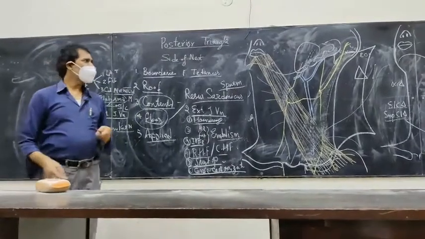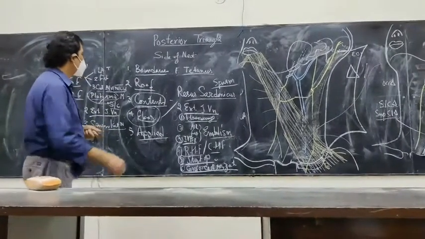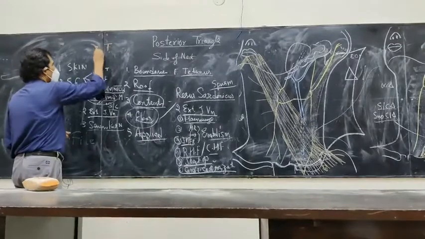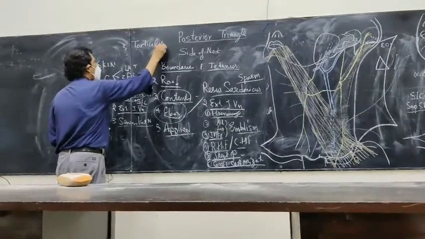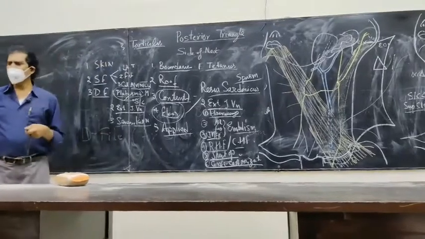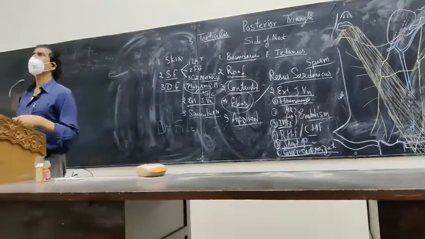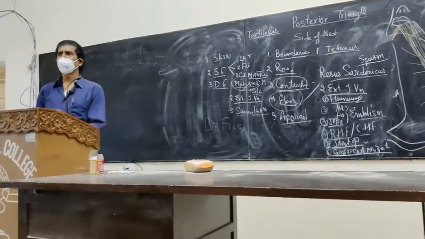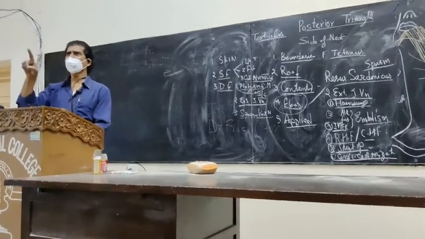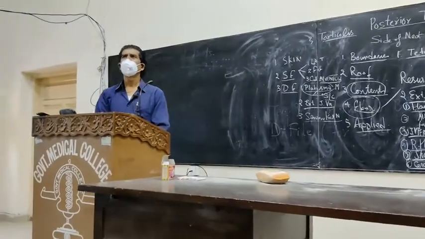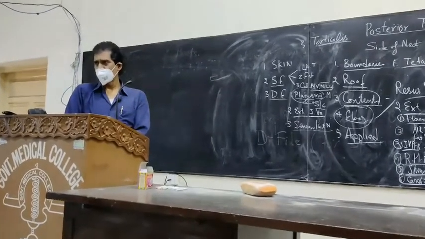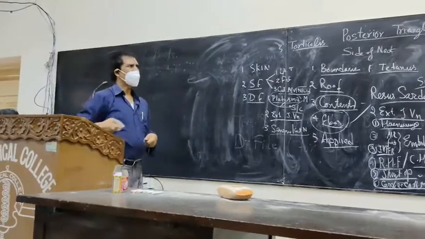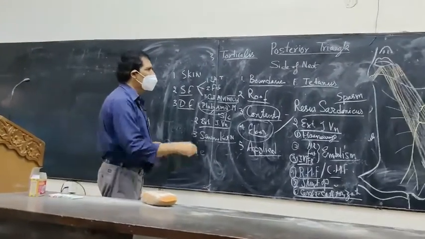Another applied aspect related to the posterior triangle is torticollis. What is torticollis? The word means turtle neck deformity. Have you seen the turtle? Its neck is not straight, it is always tilted. So they call it tilted or wry neck. It is related to the accessory nerve actually.